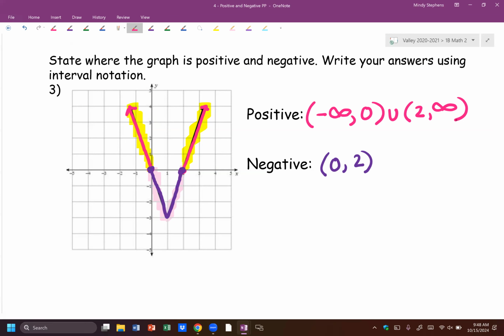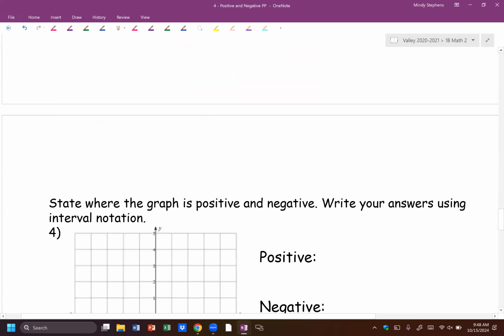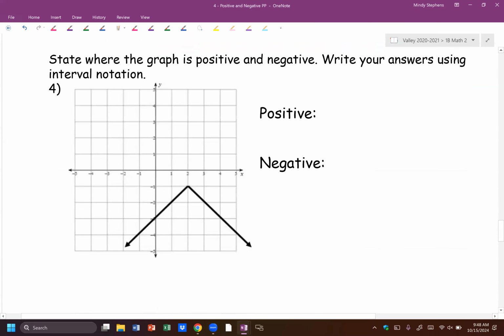All right, number 4, this one's got a little tricky piece. Is this graph ever positive? Does it ever go above the x-axis anywhere? So it's never positive. So we're going to say none because it never is positive. But is the entire graph negative? Is it all below the x-axis? Yes. So the entire thing is negative.